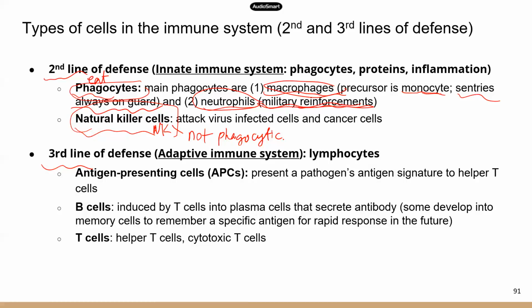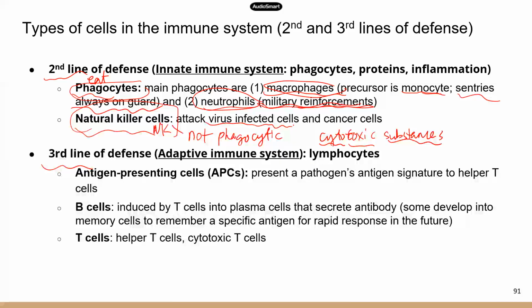They kill abnormal cells by releasing cytotoxic substances. Cyto means cell, right? And you all know what toxic means. So these substances are toxic to cells, and this is the weapon that NK cells use to kill abnormal cells. So what are considered abnormal cells? Virus-infected cells.